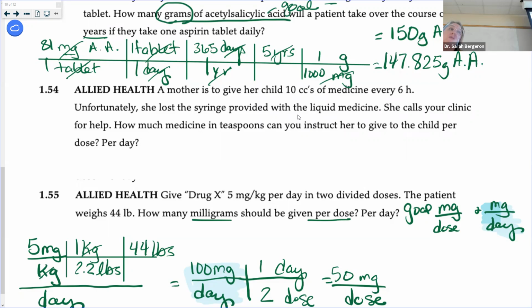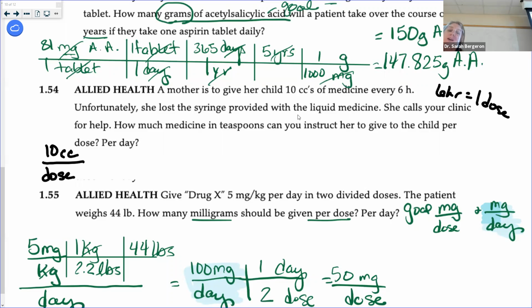So you start with what you know. What do we know? 10 cc's per what? Per 6 hours, but she wants to know per dose. So 6 hours is the same thing as one dose, right? In medical terms, that's what a dose is: however much you give a person per time. So this is 10 cc's per dose, right?